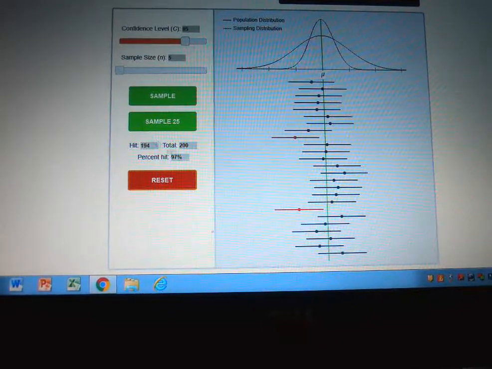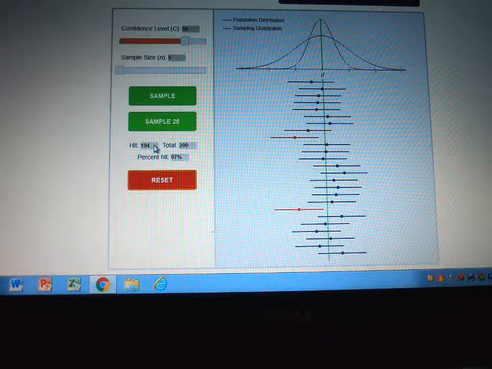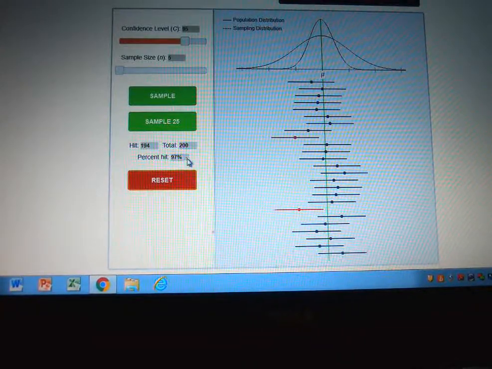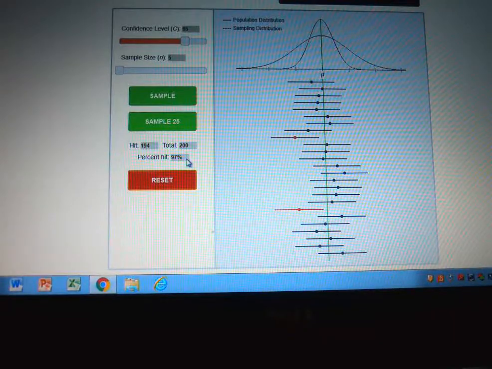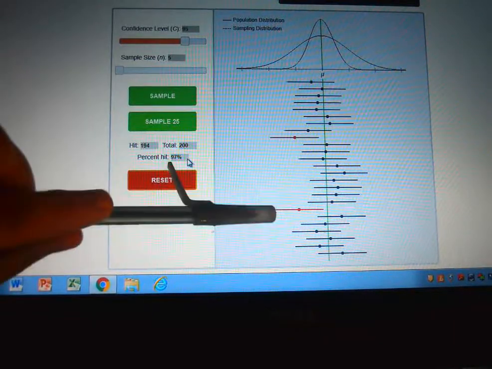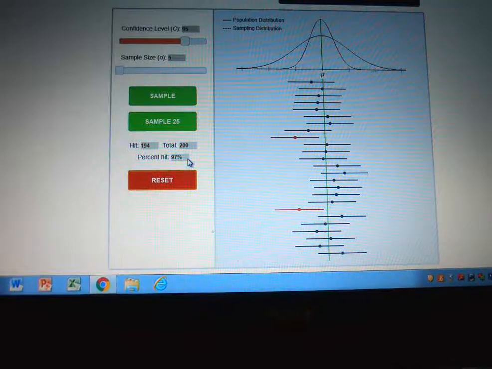Okay, there I'm up to 200 total, and I have 194 that have hit, and 6 of them that have missed, for a hit percentage of 97%. So here's 2 of them that did not hit it. Now I could keep on doing this, but that's the theory of it.